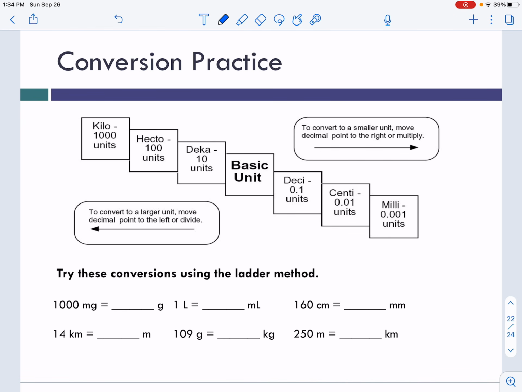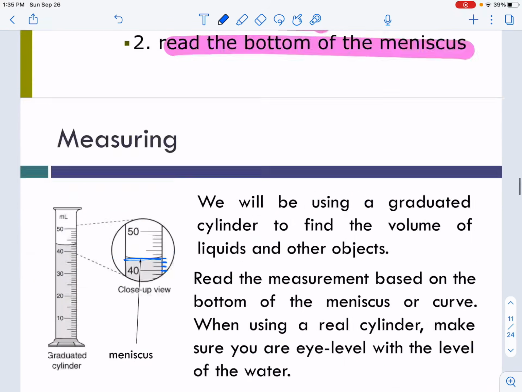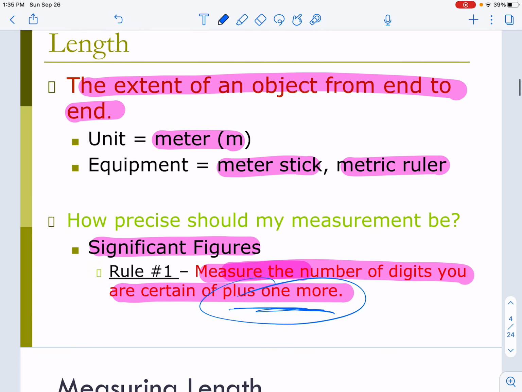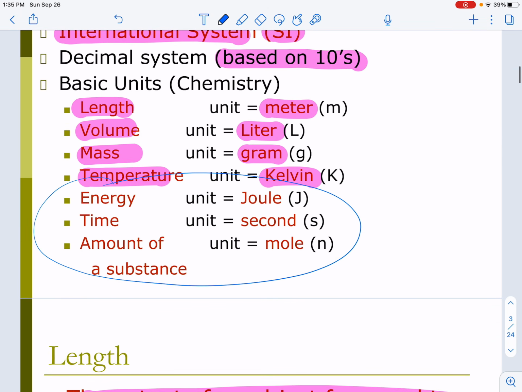Okay, thank you guys for doing that. You have now learned the key parts of the metric system that we need to know. We've learned about length, mass, and volume. And in particular, we're going to be able to use all these units throughout the year, and we can use our prefixes to talk about larger or smaller amounts.